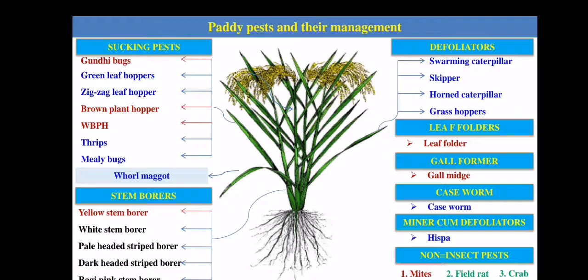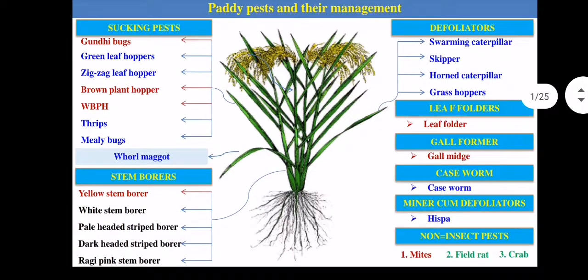Some of the sucking pests are gandhi bug, green leaf hopper, zigzag leaf hopper, brown plant hopper, white backed plant hopper, thrips, mealybugs, and some of the borers or stem borers, that are the yellow stem borer, white stem borer, dark headed striped borer. Some of the defoliators also attack rice or paddy, that is swarming caterpillar, skipper, hornet caterpillar, or grasshoppers. Some leaf folder, gall formers, and case worms are also minor insects found on the paddy plant. So we will discuss the important insect pests of the paddy, and we will also discuss the different management strategies.